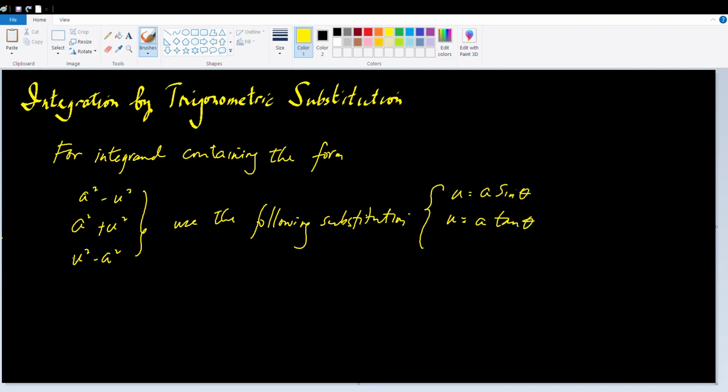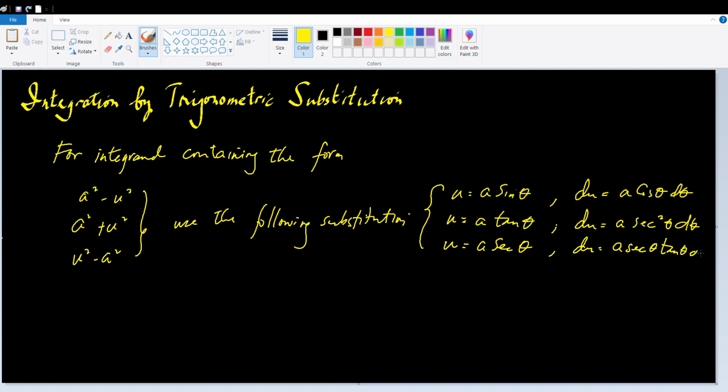For the radicand or integrand containing u squared minus a squared, we use the substitution u equal to a secant theta. Whenever we introduce a new variable, we also have to change the differential. So hence, we'll be using the differential du equal to a cosine theta d theta. For u equal to a tangent theta, du is a secant squared theta d theta. And for u equal to a secant theta, our du is a secant theta tangent theta d theta.